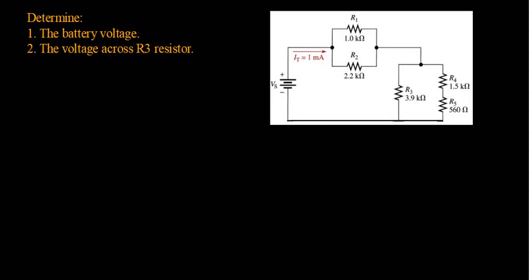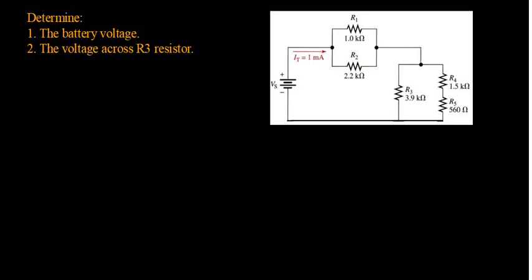Hello again. In this video, I will be trying to determine the battery voltage and the voltage across resistor number 3 in this circuit. So it's a bit different example than the one before I solved. Normally the battery voltage is already provided, but in this case, I have the value of every single resistor in the circuit and the total current being given. So this total current, 1 milliamp, is the current that will be shared between all the resistors. But the battery voltage is missing.